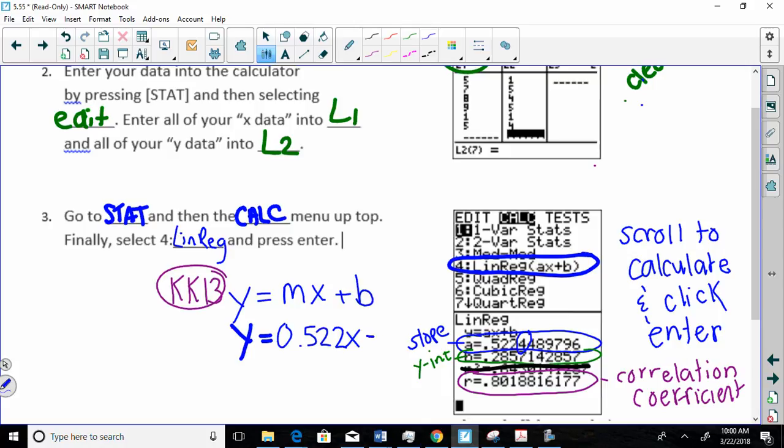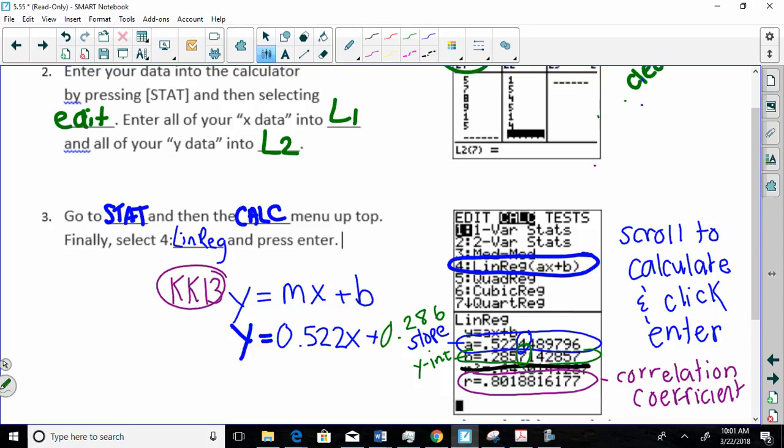You're just filling in A and B. And then B is your y-intercept. They want you to put that in to the nearest 1,000 too. So how would I write that one? 0.286. Good, 0.286 because that 7 rounds to 5 up to 6. So that's your equation in slope-intercept form.